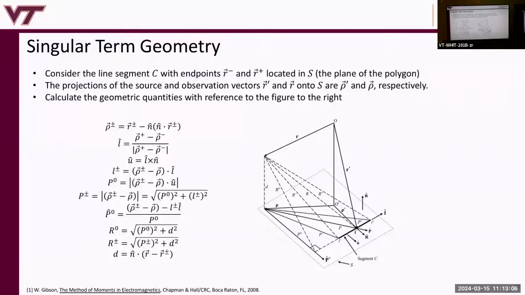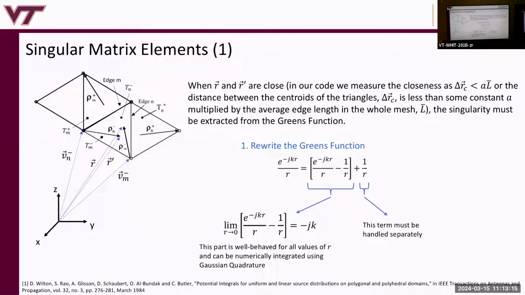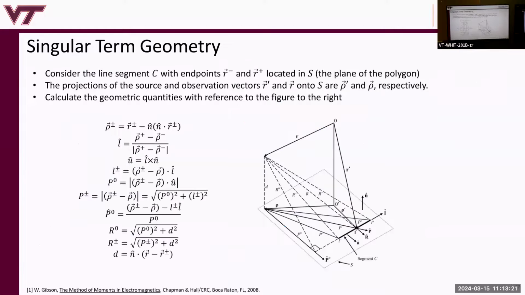So first thing to do this, we have to understand some particular geometry. Big picture, what these guys did in this paper, the Rao, Wilton, and Glisson paper, is they converted the integration over the area of the triangle. So that's the problem, right? The observation points and the source points coalesce inside the area of the triangle, inside the interior. They converted the integration over that area to a line integral around its perimeter.